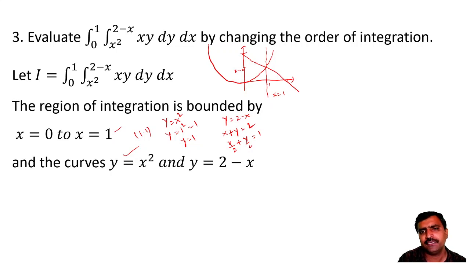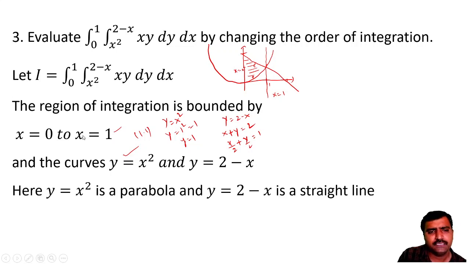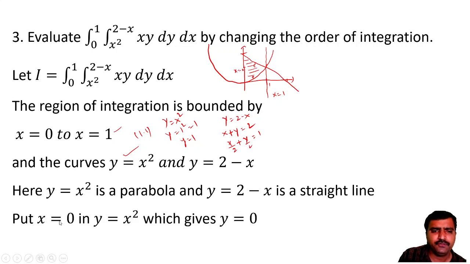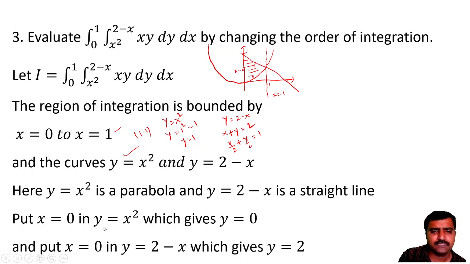So the region we need lies between this parabola and this straight line, above the parabola and below the line. So this is the required region. In that region we have to take the double integration. So y is equal to x square is a parabola and this is the straight line. When we put x is equal to 0, it gives y is 0. When we put x is equal to 0 in y is equal to 2 minus x, it gives y is equal to 2. So this is the point y is equal to 2, where it cuts.